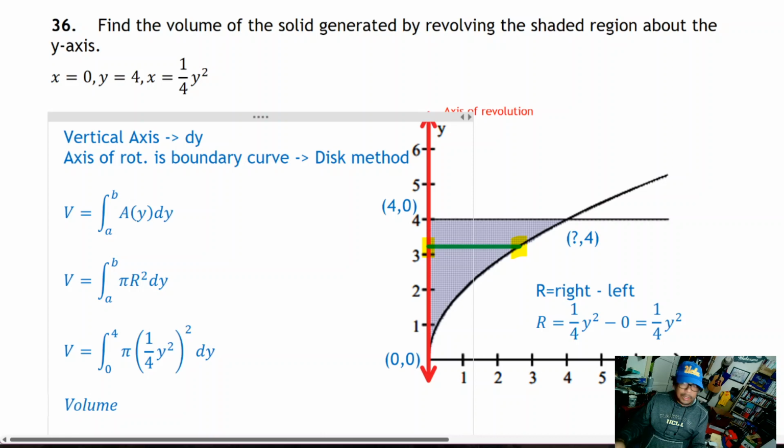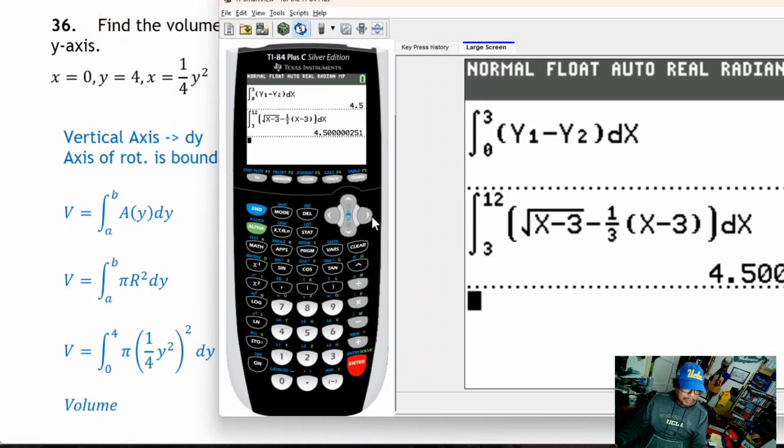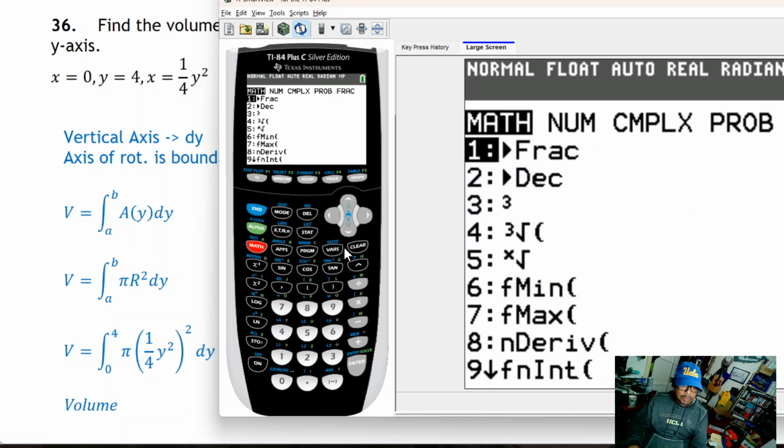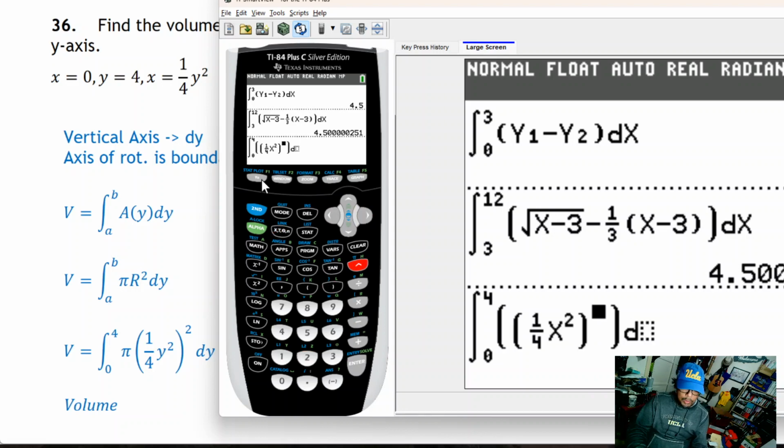And let's get a volume. Here's our calculator. Just like in that last problem, it doesn't really matter if I use x or if I use y. So I'm just going to use x in the calculator, and in my head, I'm going to know that that's a y. So we're going to integrate from 0 to 4, and we're going to square 1/4 x squared. 1/4 x to the second power. And then we're going to square that again.